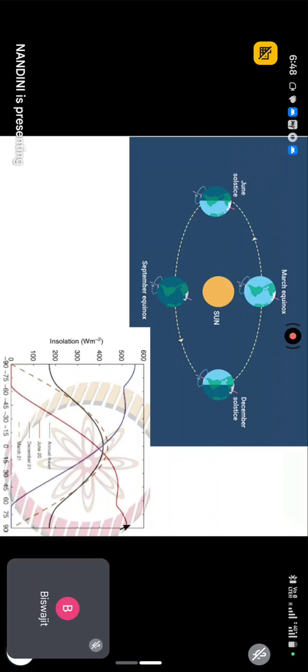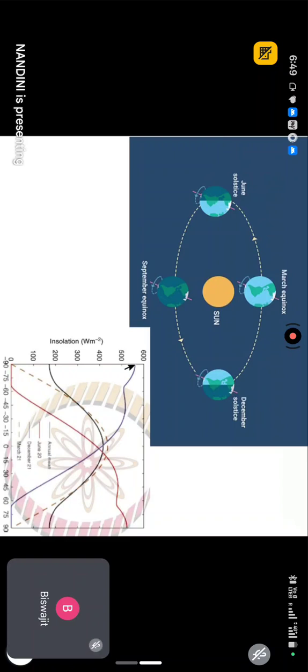And during December, it is reversing. This is the location of the Earth, and the axis is facing away from the sun. In that case, the southern pole is illuminated by the sun 24 hours a day, whereas the North Pole has 24 hours of night. So during December the highest incoming solar radiation is received at 90 degrees south, and the lowest is received by the North Pole.